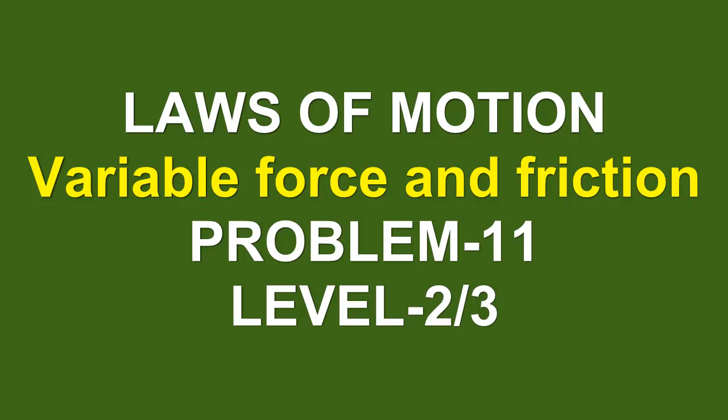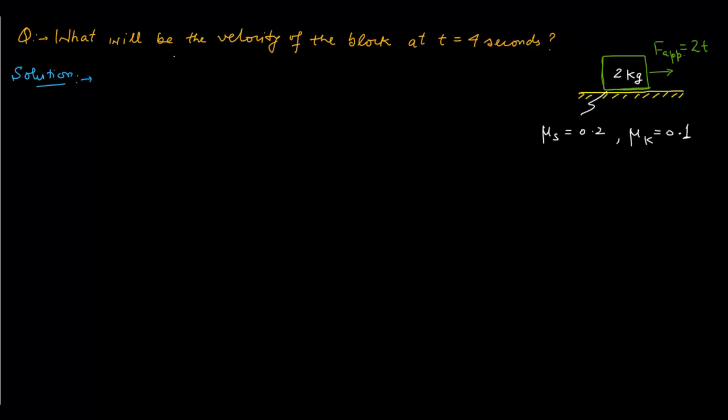The physics teacher. Here we have to calculate the velocity of the block at t equal to 4 seconds. So we have this block of 2 kilogram and we are applying a force on it, that is a time dependent force, and the surface on which this block is placed is a frictional surface. So we have to calculate the velocity of this block.